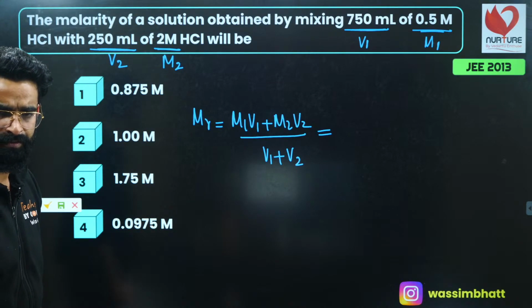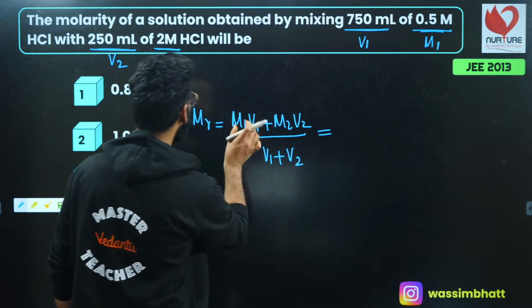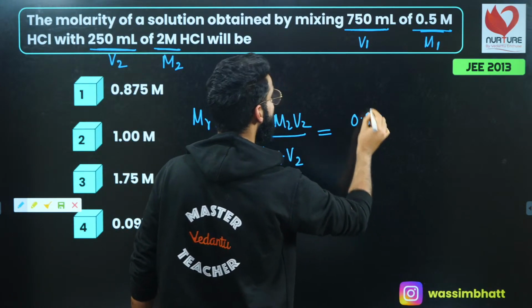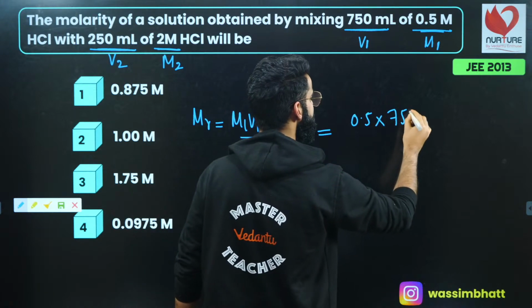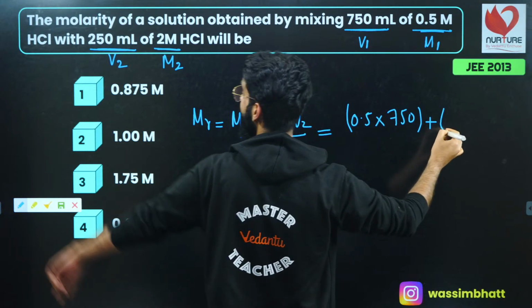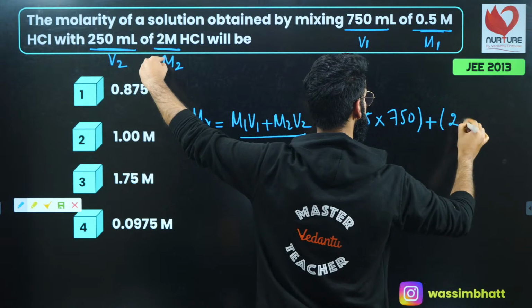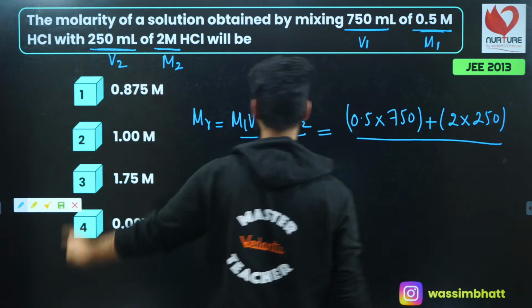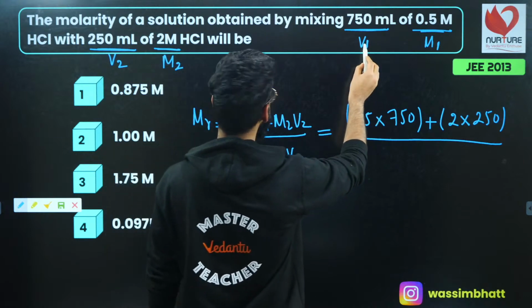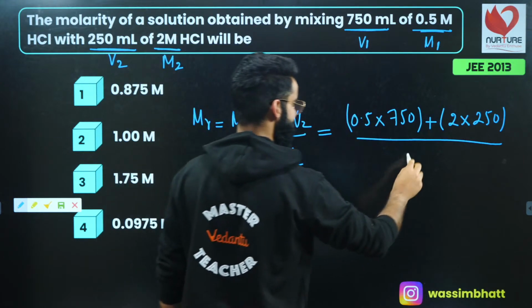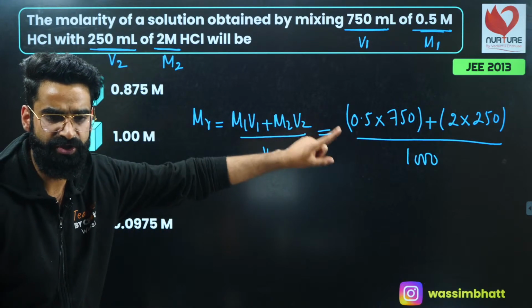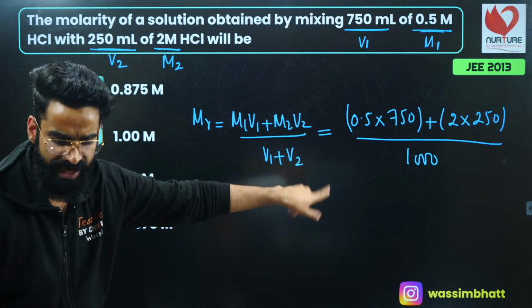See guys, what is the value of M1? M1 is the molarity of the first solution, that is 0.5. V1 is 750. M2 is 2. V2 is 250. Divided by V1 plus V2, where V1 is 750 and V2 is 250, so 750 plus 250 comes out to be 1000. Just solve it. Let me know the exact value which you are getting from here.